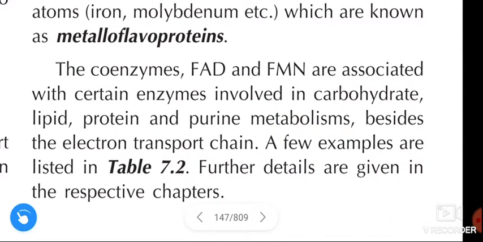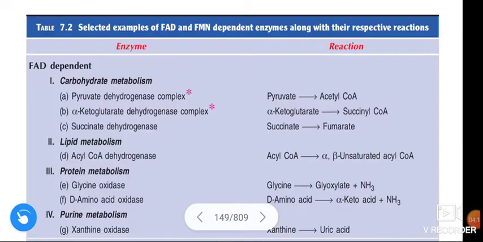Next, the coenzymes FAD and FMN are associated with certain enzymes involved in carbohydrate, lipid, protein and purine metabolisms, besides the electron transport chain. This table gives the information about the FAD and FMN dependent enzymes and reactions. See one by one.